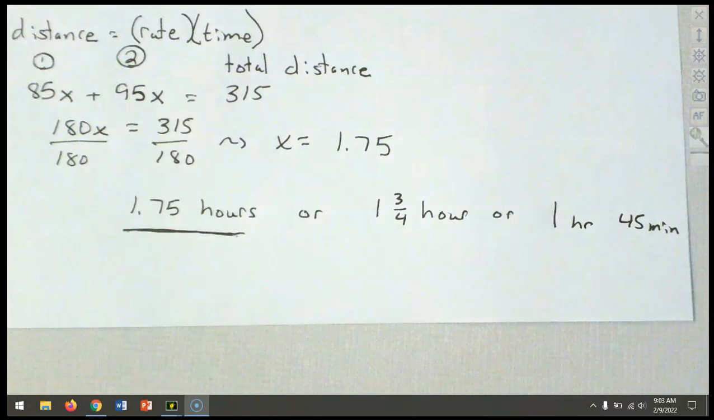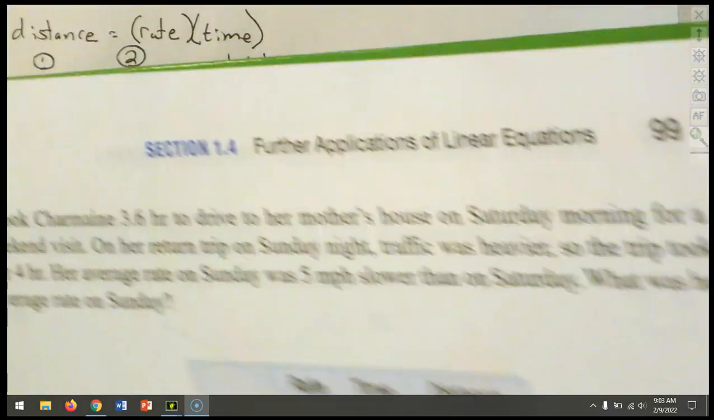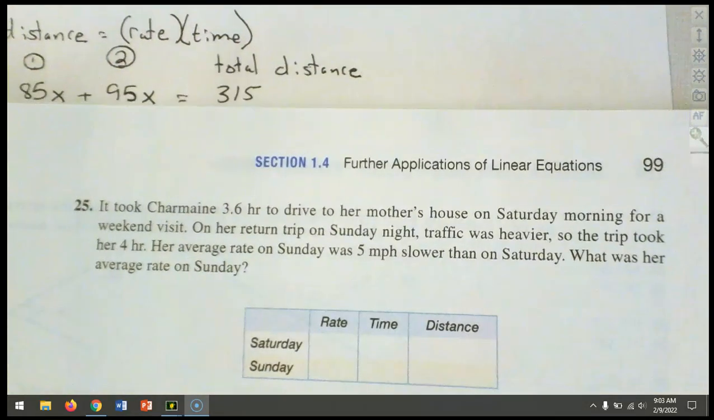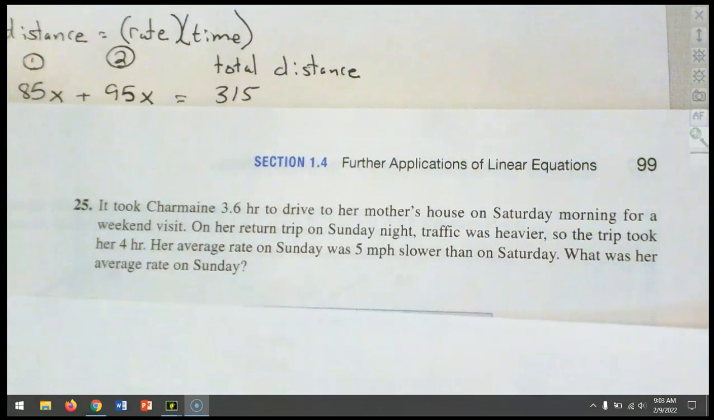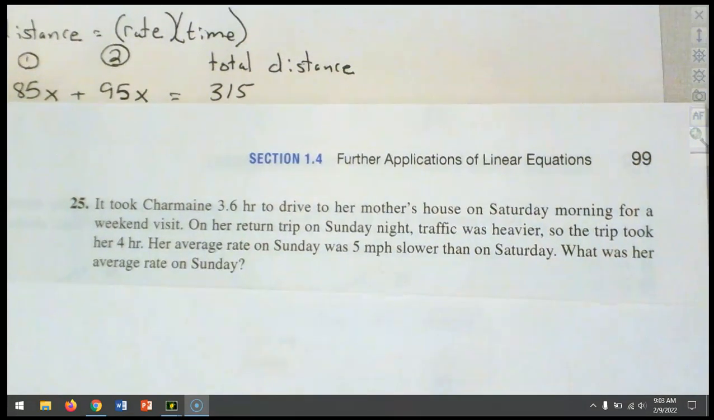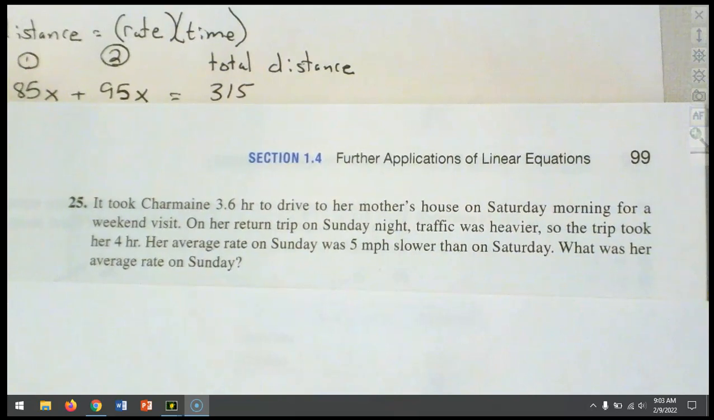But again, quite a bit easier once you've got the equation than the previous ones. Question 25 is another distance question. And let's look at 25 here.